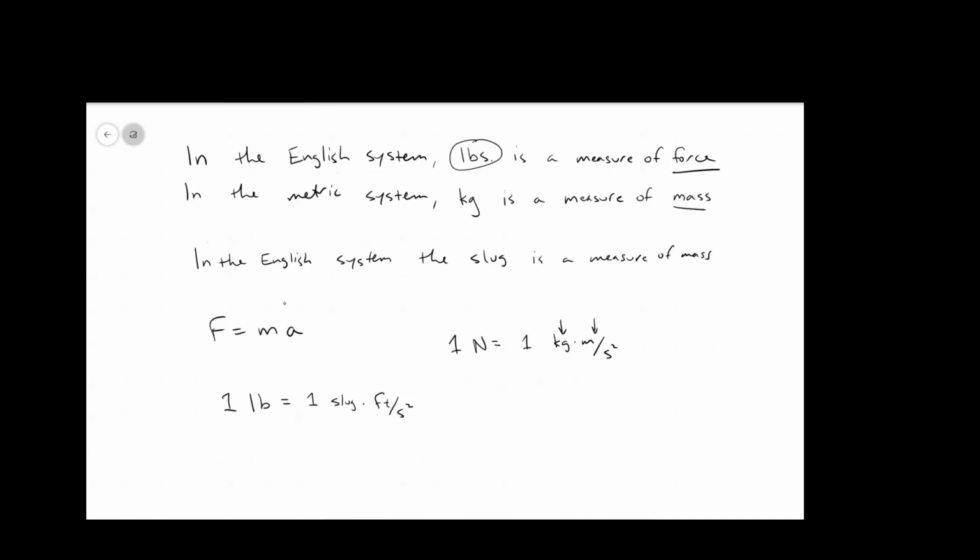Pretty strange, but for the purposes of what we're doing here in this class, just remember, if it's metric, you're going to have to get to the force by multiplying by gravity. If it's in the English system, if it's given to you in pounds, you don't have to multiply by gravity. You just use the pound as the measure of force. Okay? That's the easiest way to maybe decipher what I'm trying to tell you here.